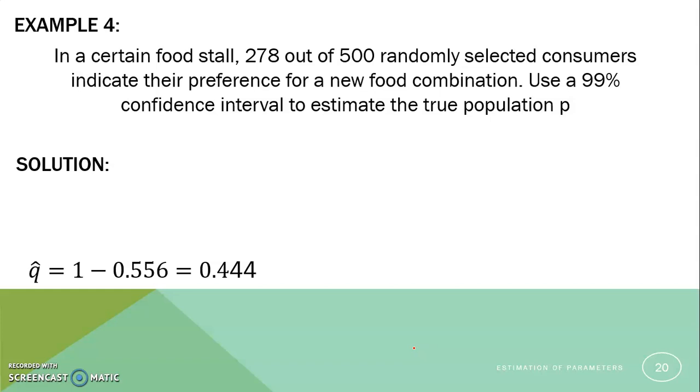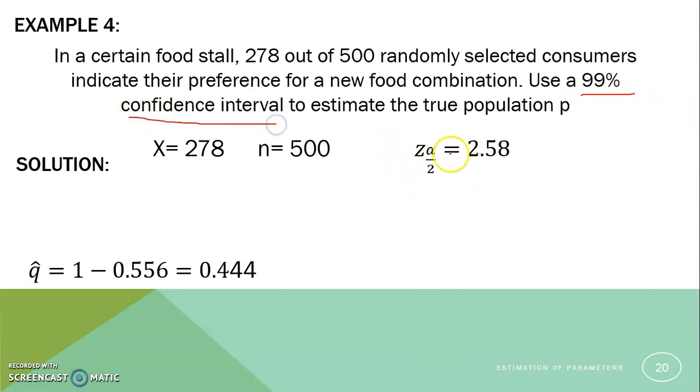In a certain food stall, 278 out of 500 randomly selected consumers indicate their preference for a new food combination. Use 99% confidence interval to estimate the true population P. Okay, so it is similar to our previous example. What we only need to watch is the confidence interval used, because that is where the value of Z alpha matters. So, take note ahead of time whether it is 99%, 95%, or 90%.